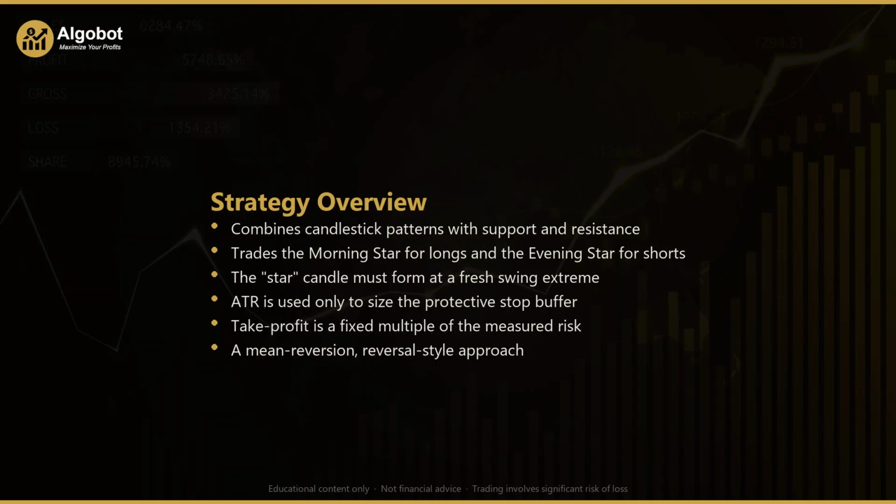The average true range, or ATR, plays a supporting role here. It is never used as a signal to enter. It is used purely for risk management, to add a sensible buffer beyond the pattern when placing the protective stop, so that normal market wiggle doesn't close the trade prematurely.